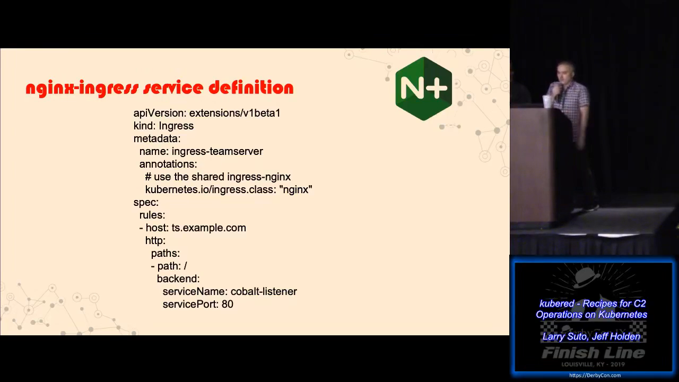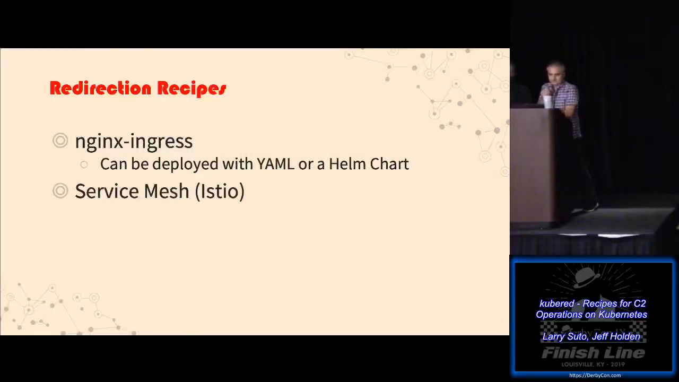And basically what this is saying is, if something connects to this service that we set up as Cobalt Listener, which is basically the Cobalt Strike team server, if something hits URL /, this is one without a malleable C2 profile, just route it directly to the Cobalt Strike team server.